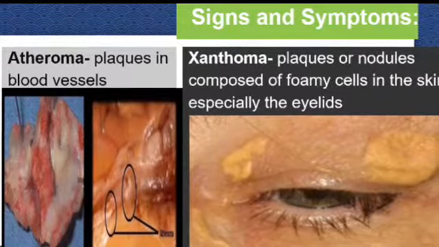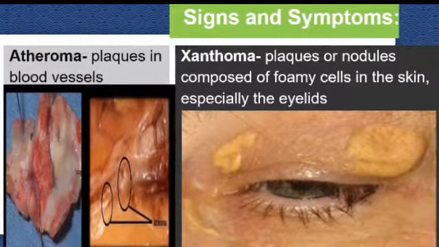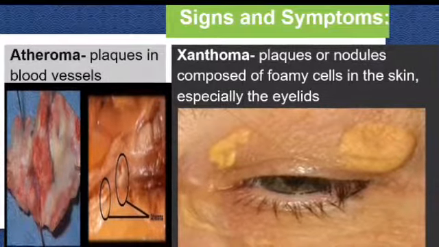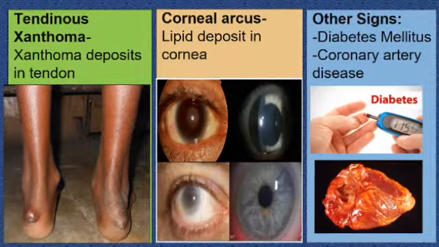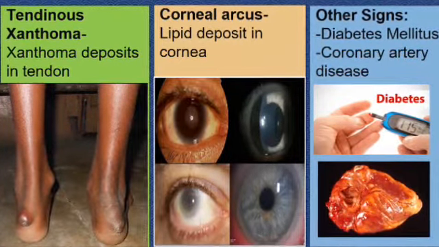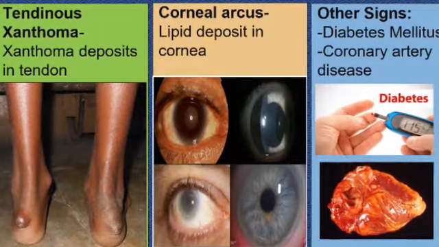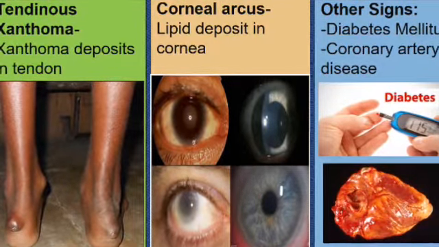The following are the signs and symptoms of hyperlipidemia. First is atheroma, plaques in blood vessels. Next, xanthoma, plaques or nodules composed of foamy cells in the skin, especially the eyelids. Next is tendinous xanthoma, xanthoma deposits in tendon. The fourth one is corneal arcus, lipid deposits in the cornea, and other signs like diabetes mellitus and coronary heart disease.